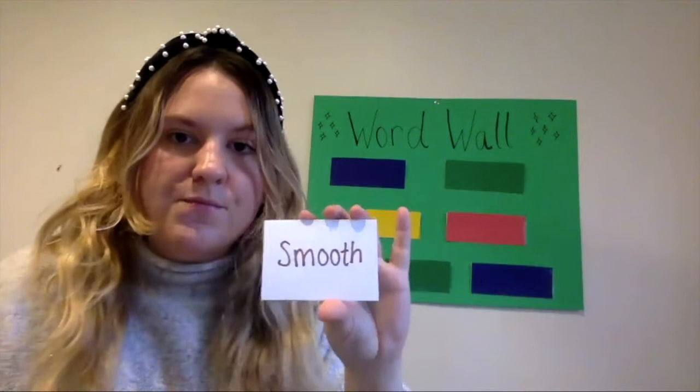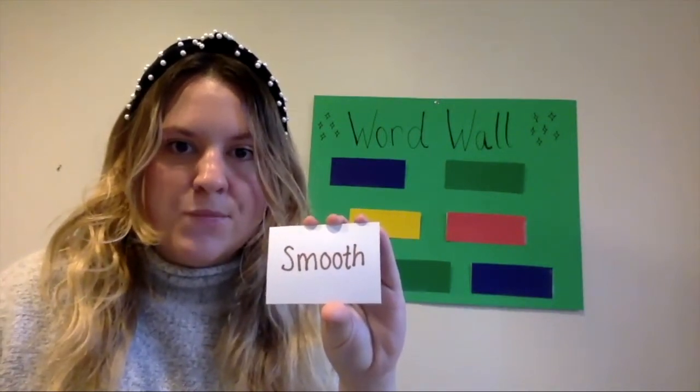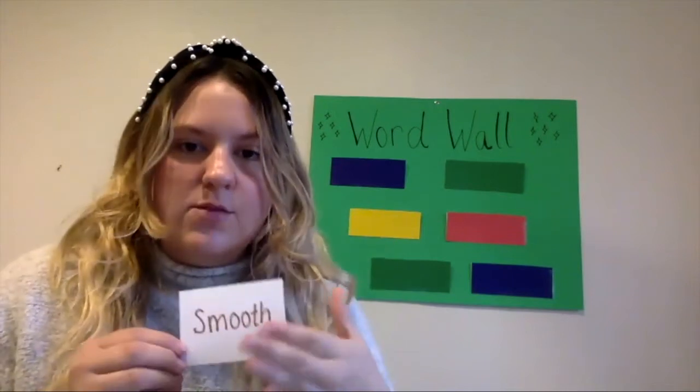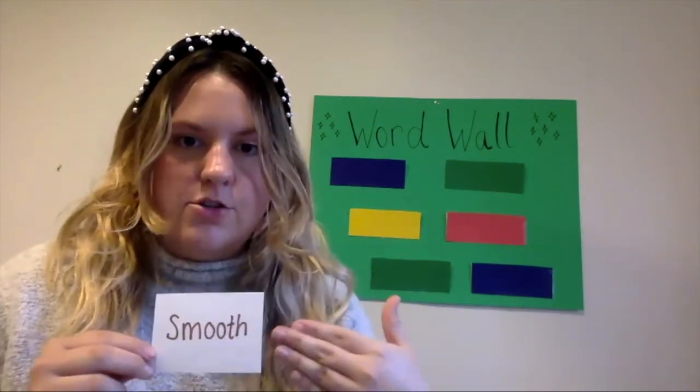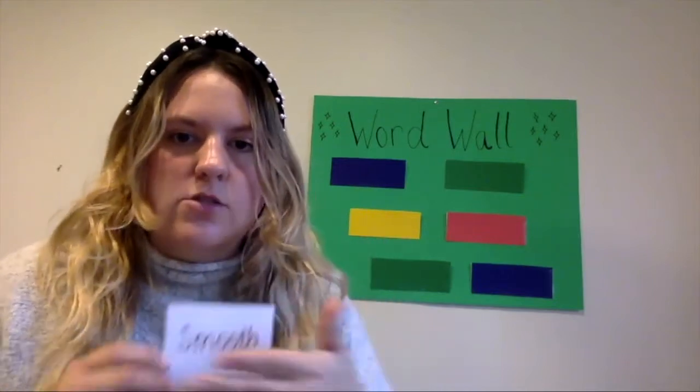Smooth. Who knows what the word smooth is? That's right. It's when something feels soft to touch, makes it feel smooth, not bumpy or rough. It's smooth, kind of like your hand is smooth, right? Good job, friends. Okay, so now that we all know the words on our word wall, we're going to introduce our fruit or vegetable today.